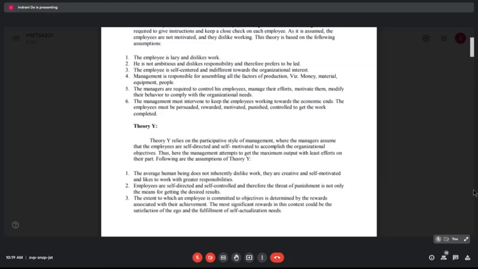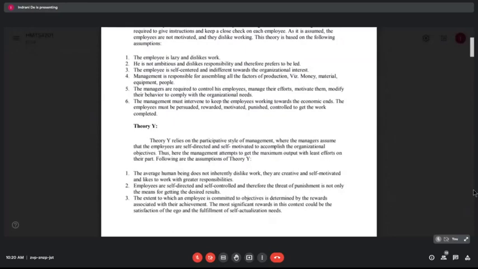So what will happen? That means when you are following the participative style of management, you are giving respect to your employees. You are delegating some authority, some responsibility. So the employees will be self-directed. They can control themselves. The managers are not needed to control their behavior. They do not need to control. So these people are self-motivated, self-directed to accomplish the organizational objective.